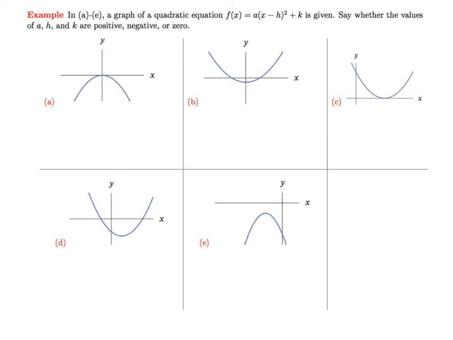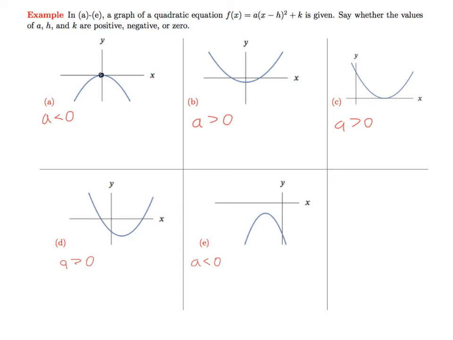So a, we've already seen. Any parabola which opens upward is going to have a leading coefficient which is positive. So since B opens upward, since C opens upward, and since D opens upward, these 3 parabolas all have a positive leading coefficient, and the vertex on each of these is the minimum value of the function. In part A, this parabola opens downward, so it has a negative leading coefficient. And in E, this parabola opens downward, so it has a negative leading coefficient. In both of these 2 graphs, the vertex is the maximum value of that function.